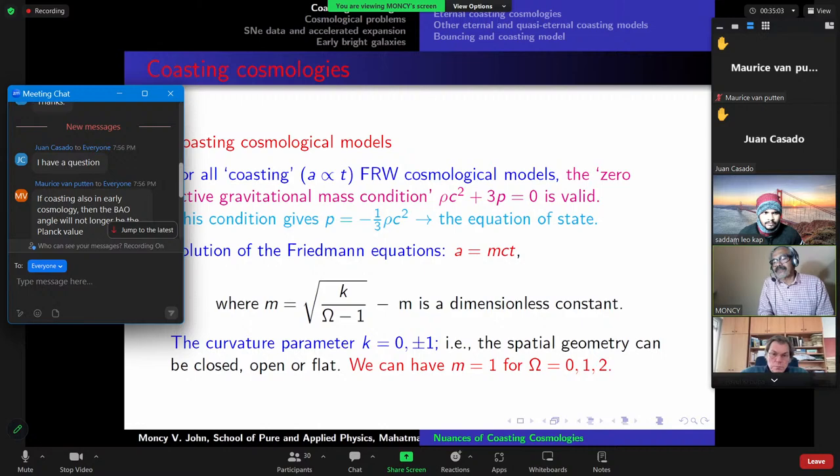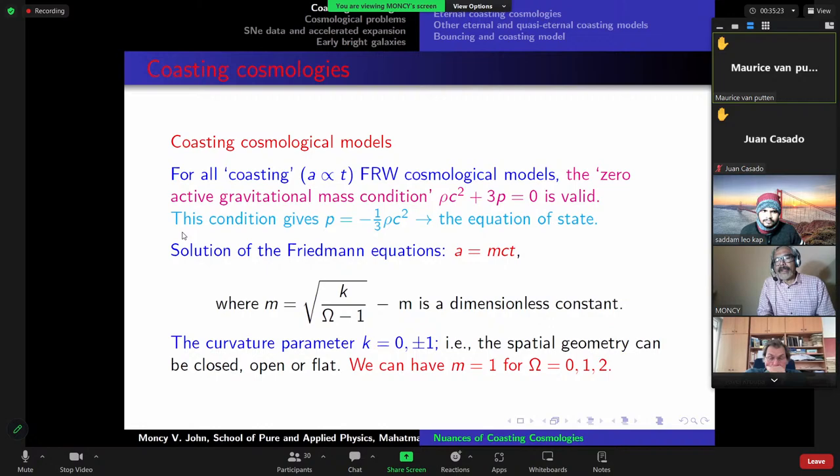Maurice wants to ask something. If I understood it correctly, you also take this approach down to the early stages of the universe, this coasting solution, is that correct? Right, that's right. But then how do you satisfy the observed BAO angle? Because that depends on having an exact timing of the surface of last scattering.